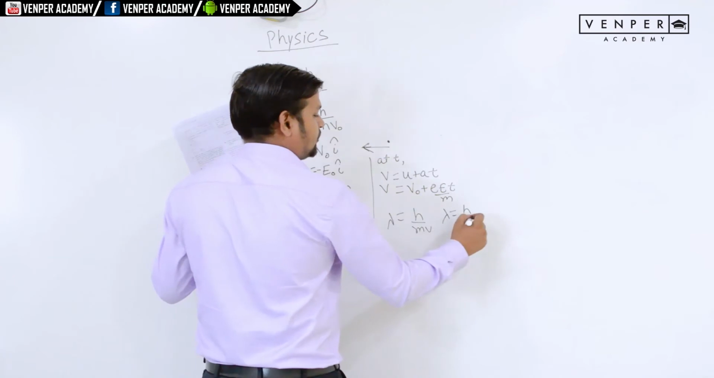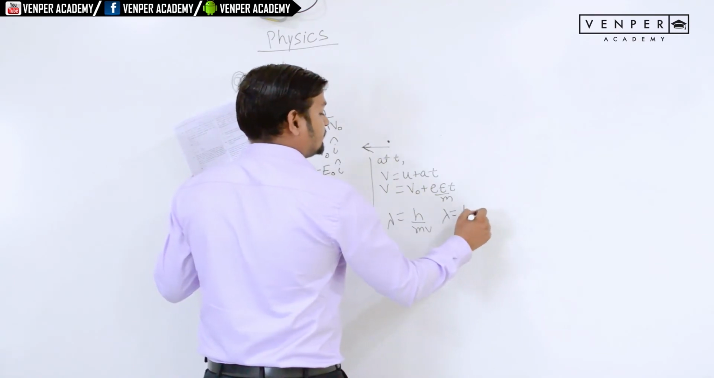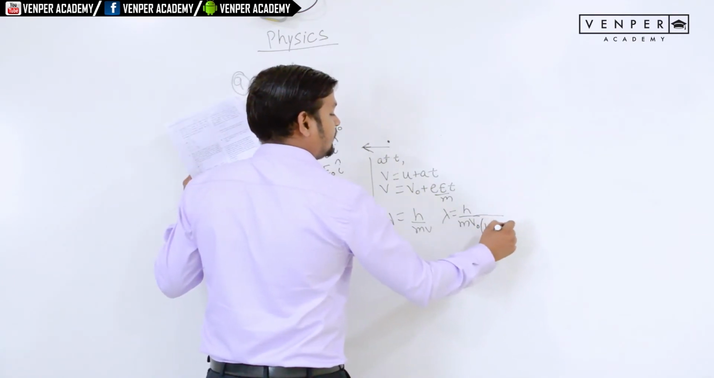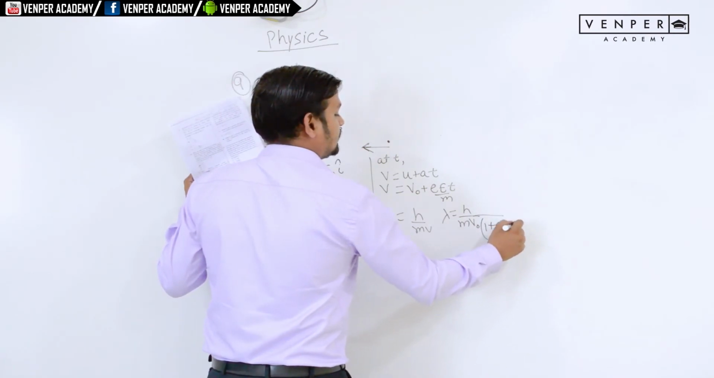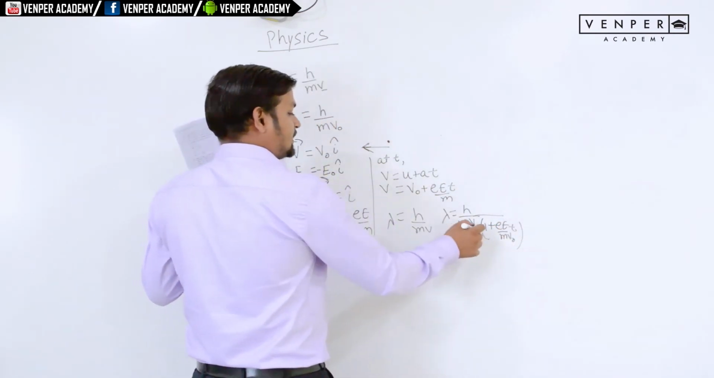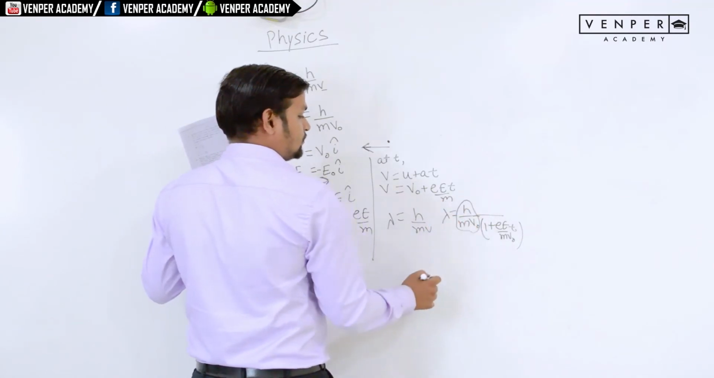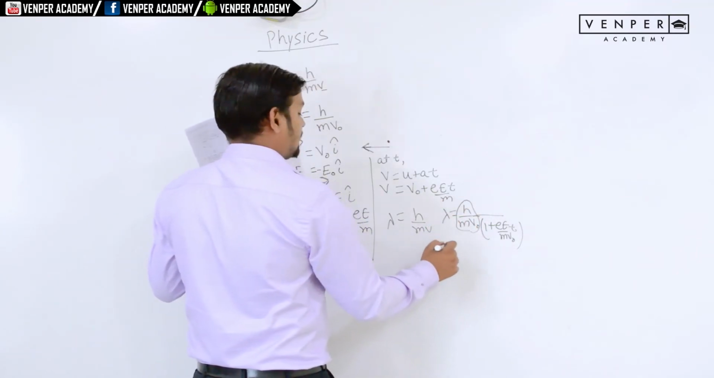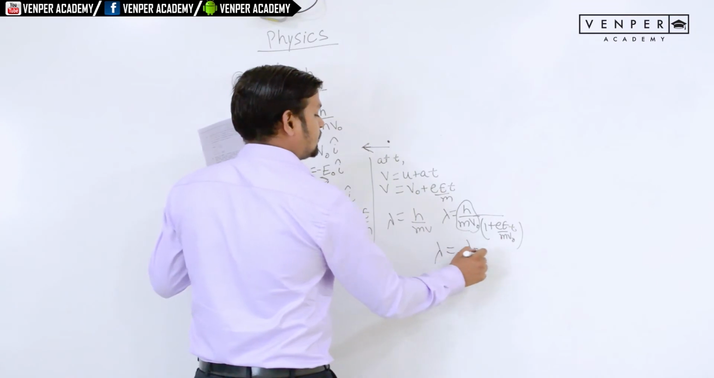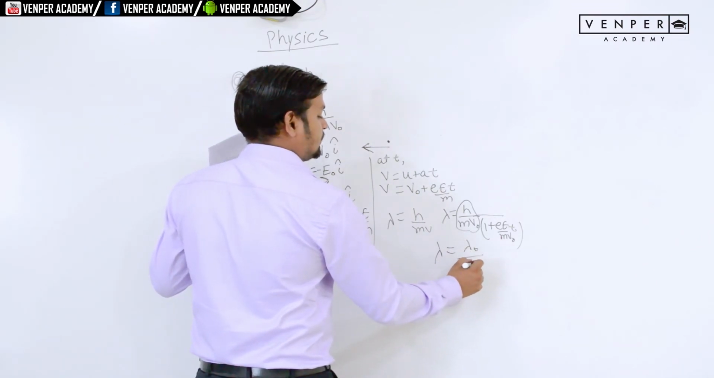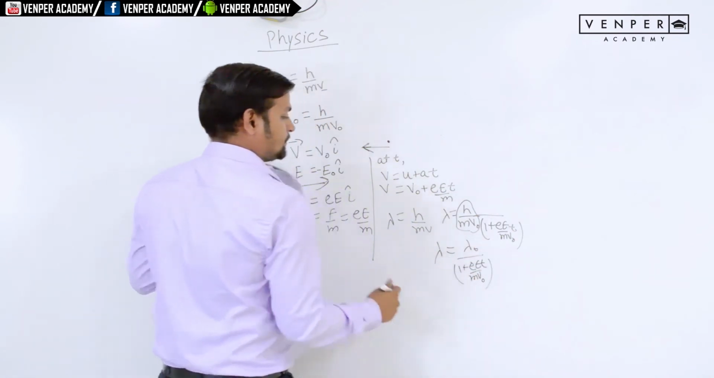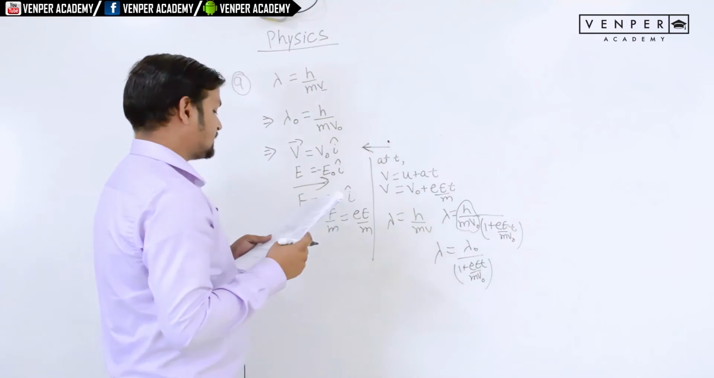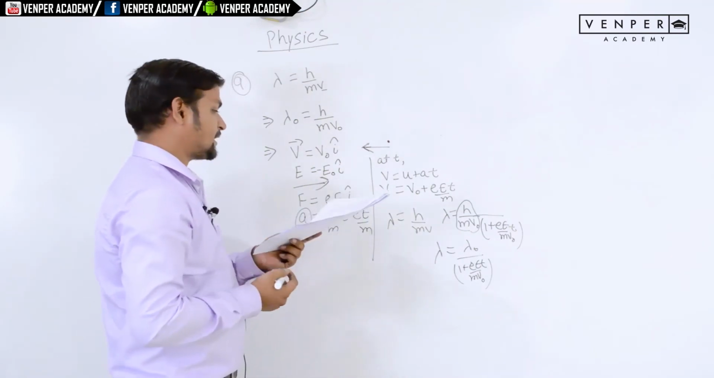If you are taking v naught constant, common, then it will be e by m v naught t. This h upon m v naught value, this is what? This is your lambda naught. So you can say that this is lambda naught times 1 plus e by m v naught t. Clear? So correct answer here is option second.